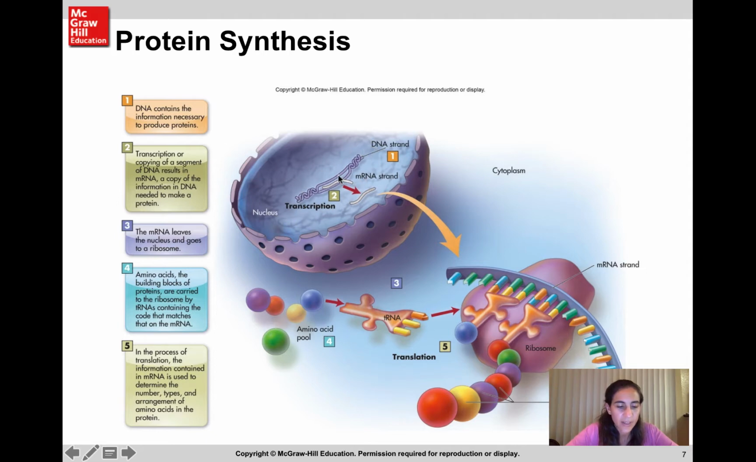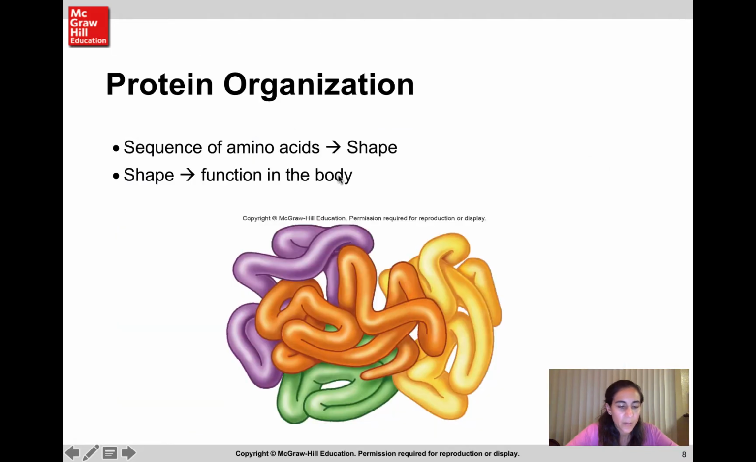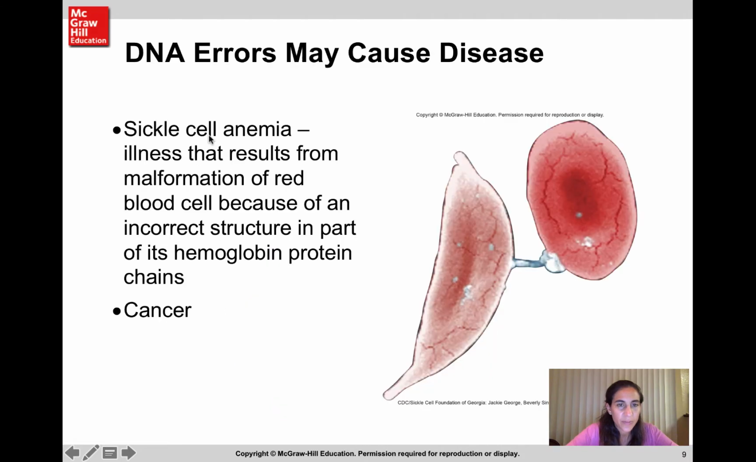existing within the DNA. The protein is then folded into what's called a quaternary structure, which is affected by the amino acid sequence. The shape of the protein in turn affects its function in the body. So each protein will have this 3-dimensional quaternary structure. The amino acids within the structure affect its shape, and the shape affects its function.